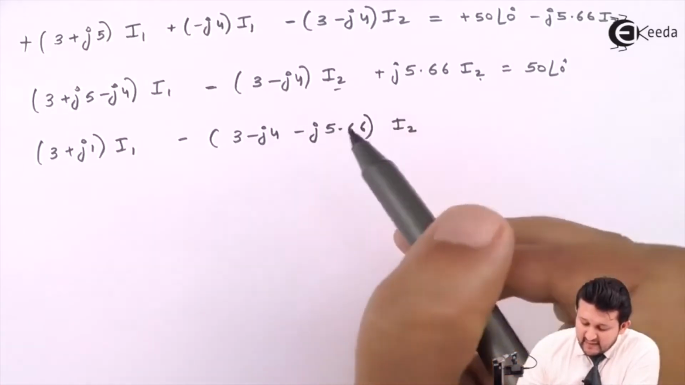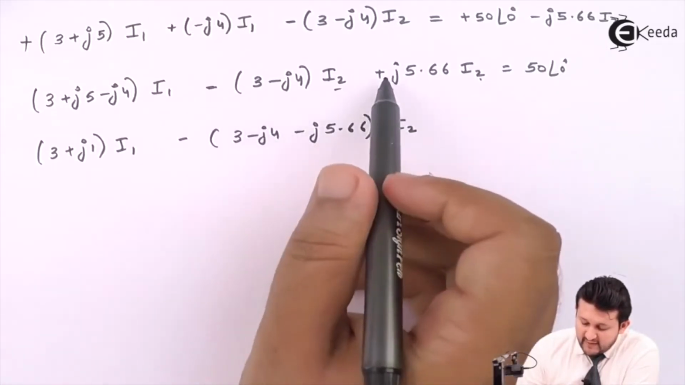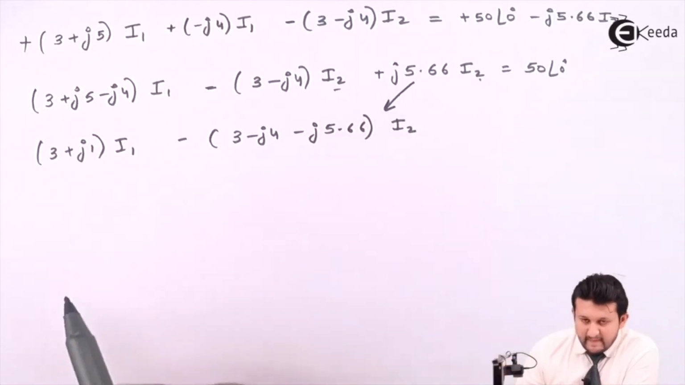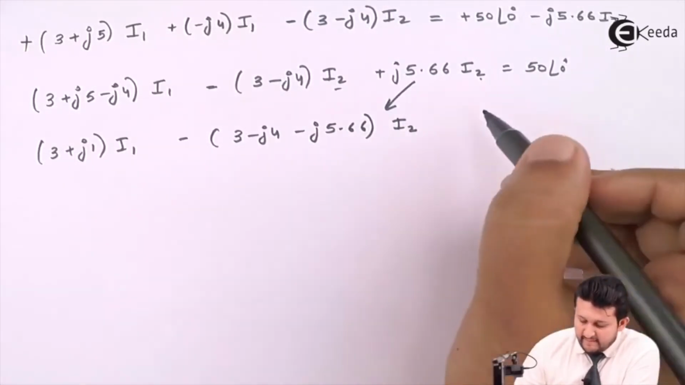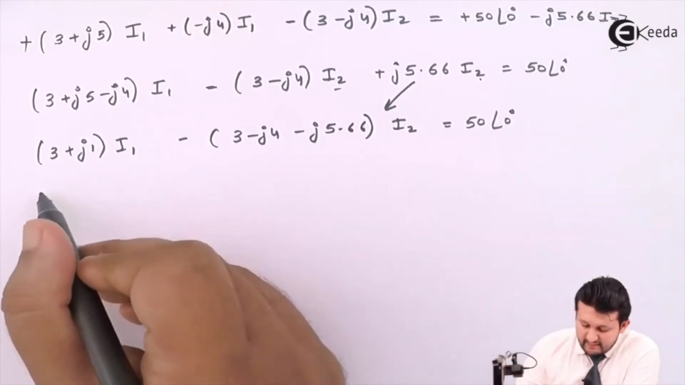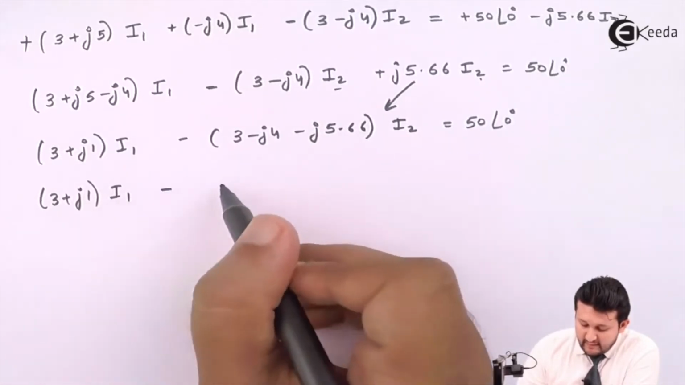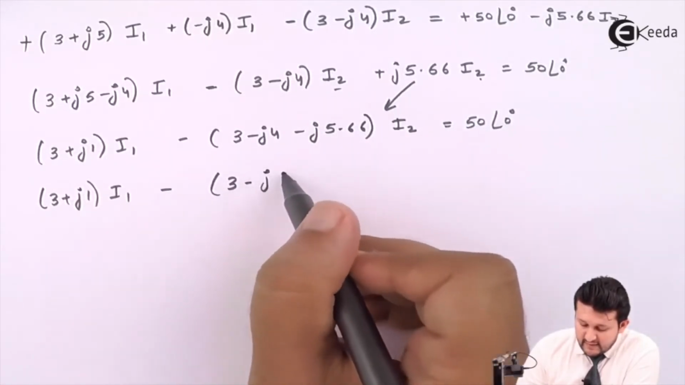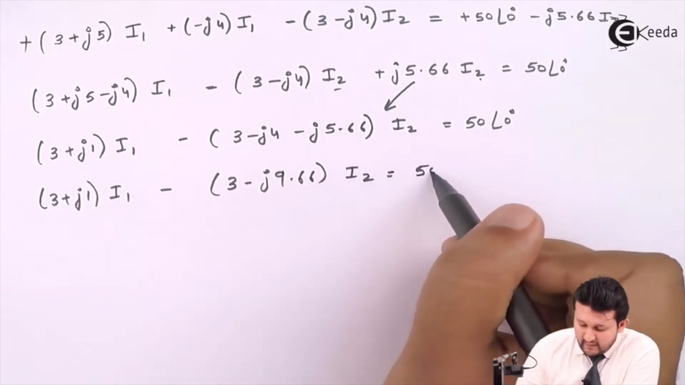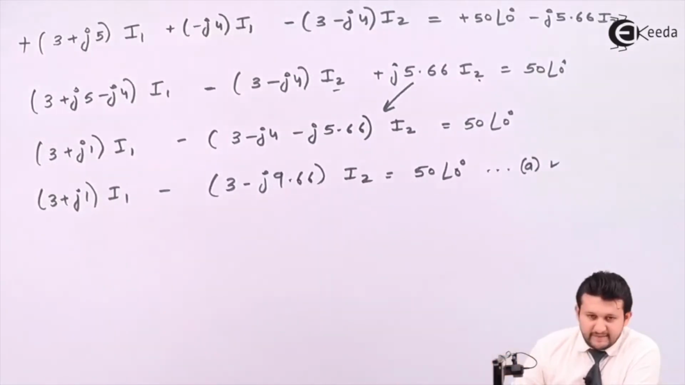Now don't think here it is positive, why I have taken negative. The reason is that since outside term you have a negative term, when you open the bracket, again you will be getting a positive term. So please make sure how it is negative. Okay. Next, so it will be 50 angle 0. Simplify this. So 3 plus J1, this will be I1 minus, this will be 3 minus J9.66, this will be I2 equal to 50 angle 0. That will be your equation number 8.